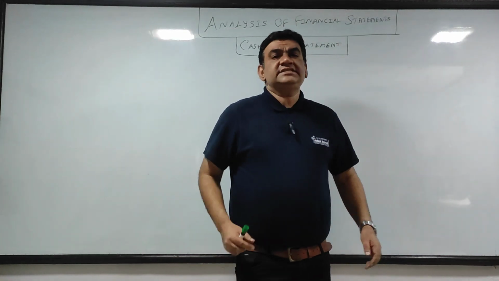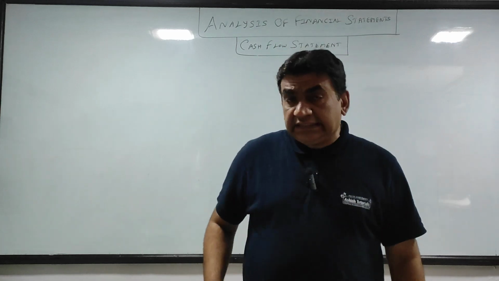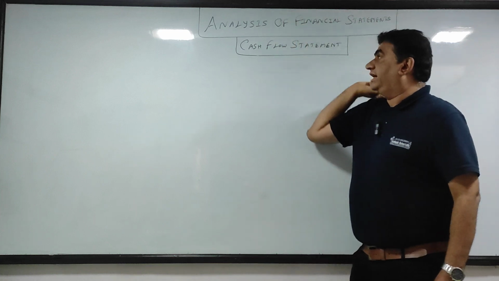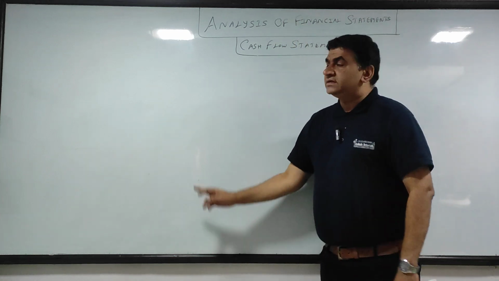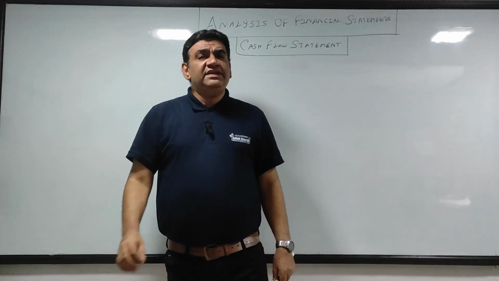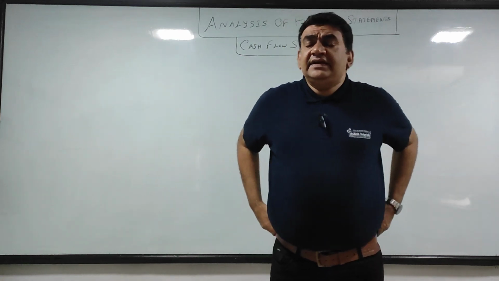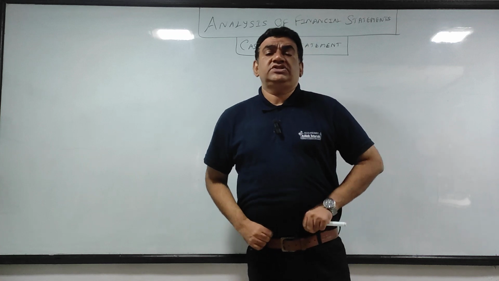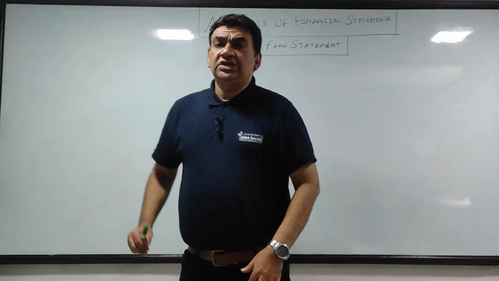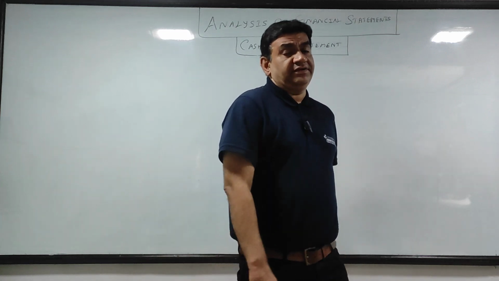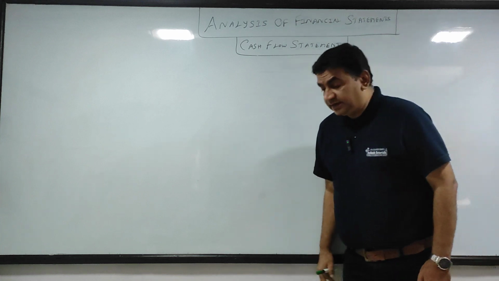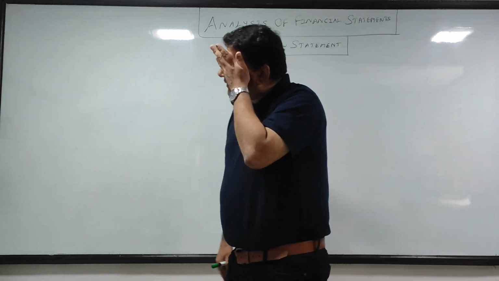Hi guys, in this session I take the third part of the chapter analysis of financial statement, and part 3 is cash flow statement. A very simple part where there are no calculations of percentage, what we did in the previous two parts, that is common size and comparative. Now when I say cash flow statement, इसमें करना क्या है?